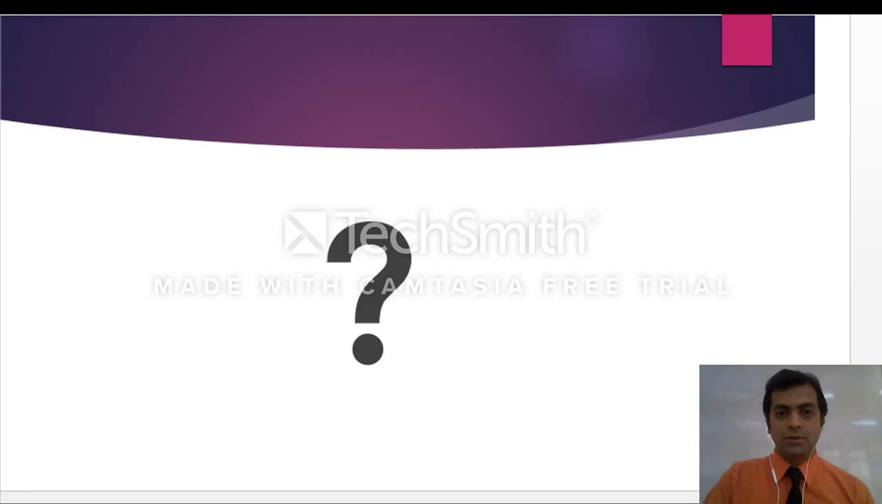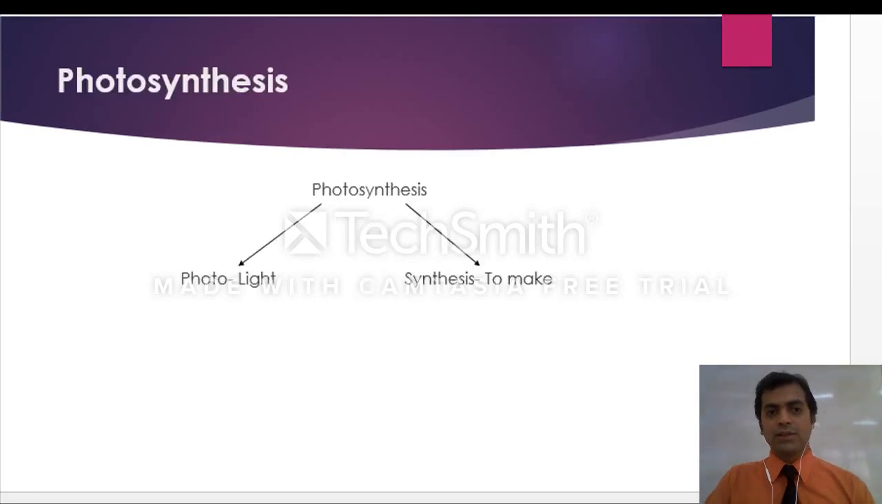So now, what is the meaning of photosynthesis? Photosynthesis is a combination of two words. Photo means light and synthesis means make. So this is a process through which plants make their food in the presence of sunlight. So that's why we say it's a photosynthesis process.